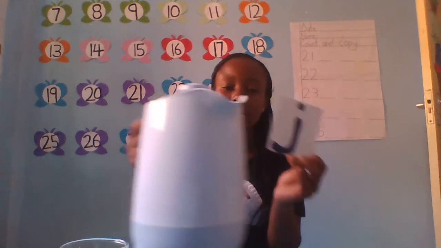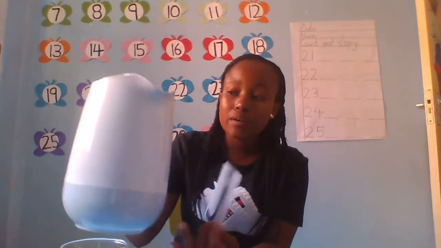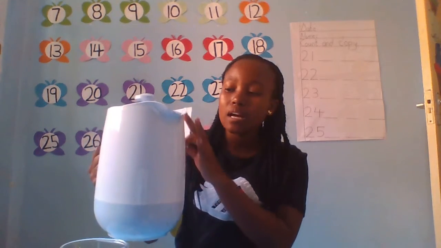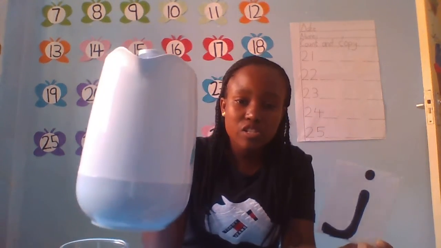Also, I have another sound here. Can you guess what sound is this? Good. This is sound J. Can you say J? Very good. J for jug. I have the jug here. Do you know the work of the jug? We put the water or juice. Okay, children, this is the jug. J for jug. Very good. Judah, can you say J? Very good. Stacy, can you say jug? This is the jug. Very good.